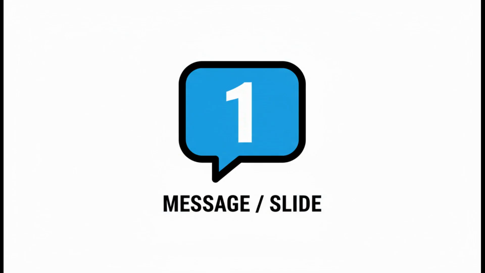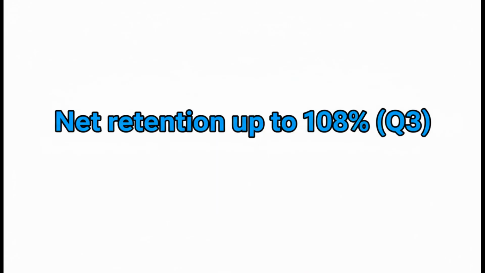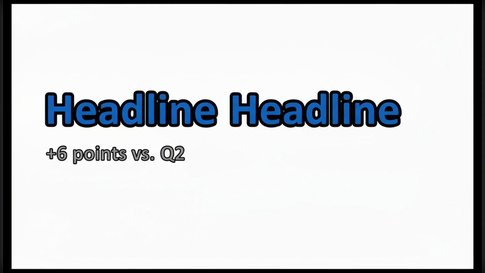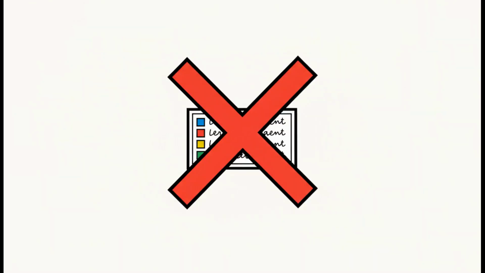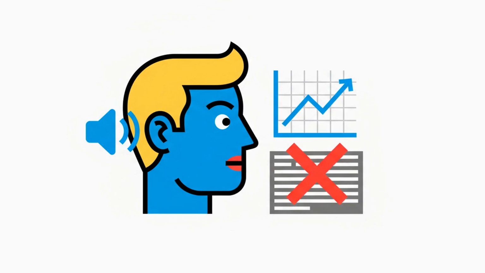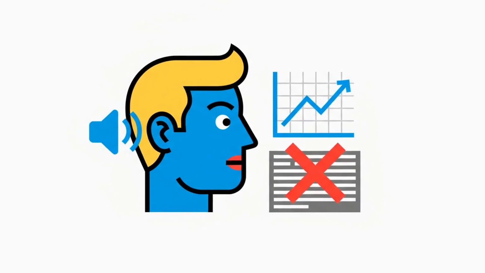1 message per slide. Slide 1, net retention up to 108%, Q3. Big, clear number. Small subtitle, plus 6 points versus Q2. A single, well-labeled line chart with on-graph annotations at inflection points. Legend removed. Labels placed right on the lines. A brief spoken explanation instead of a text block.